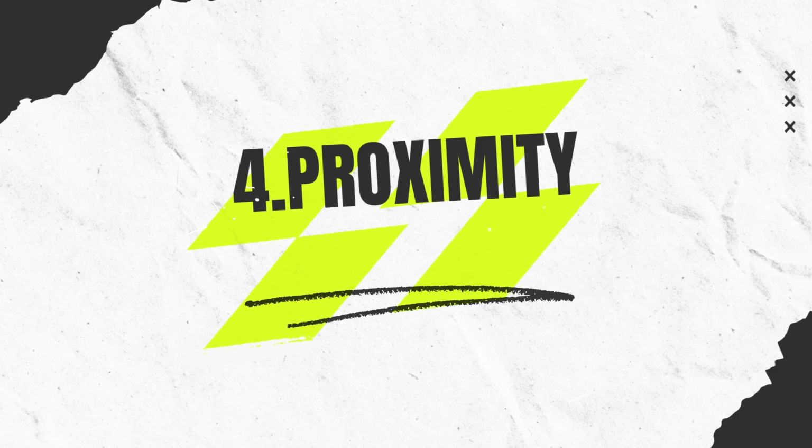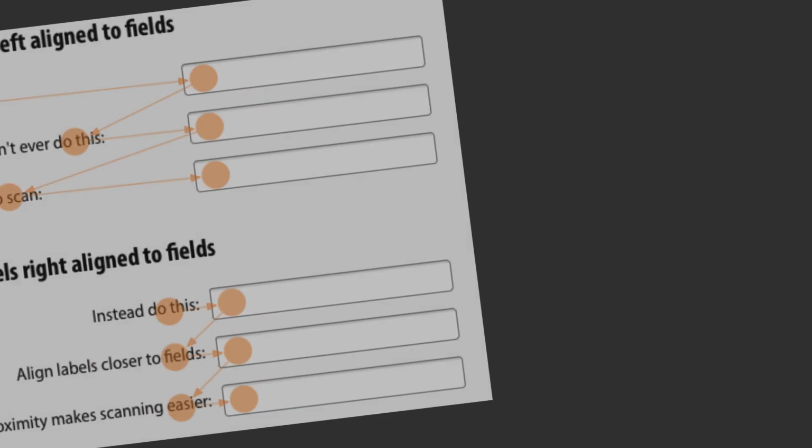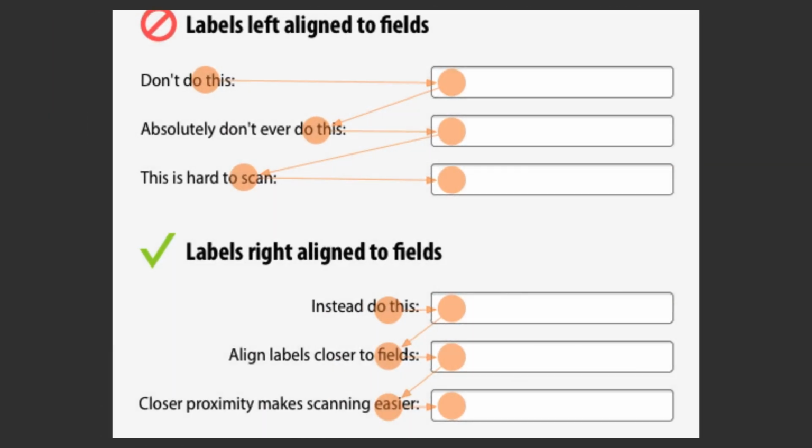Now let's talk about the principle of proximity. Elements placed close together are perceived as related, while those spaced apart feel disconnected. Now let's look at this example.